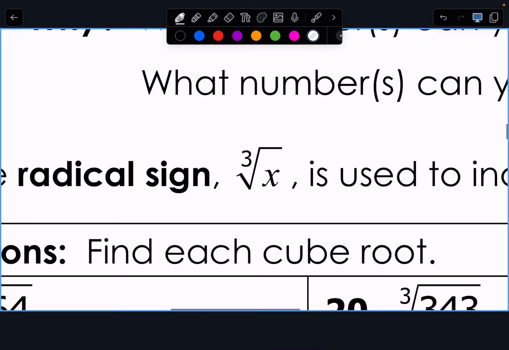Okay, so I'm going to zoom in here. When we have a square root, it looks like this. But if we have a cube root, there's a 3 there saying, hey, the cube root. Okay, what number cubed is this?